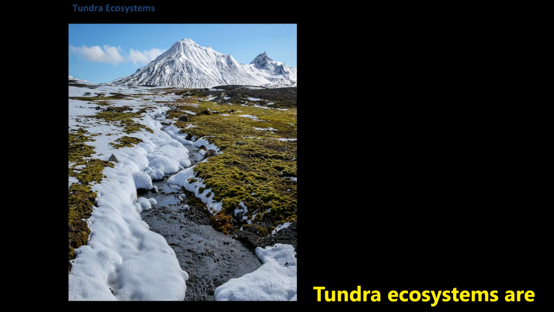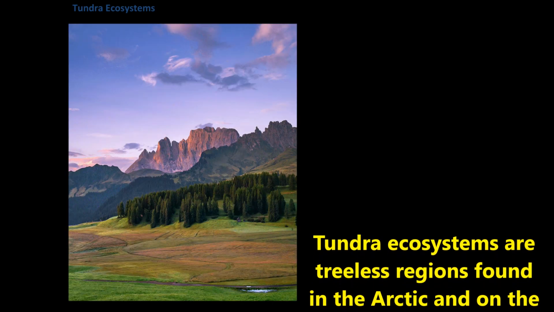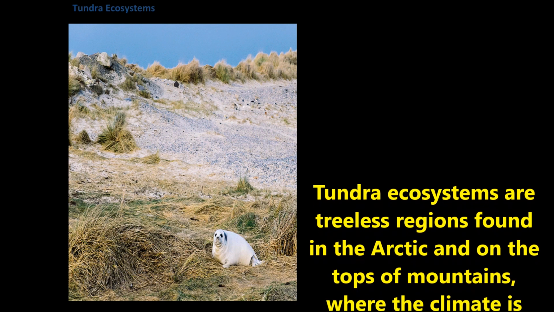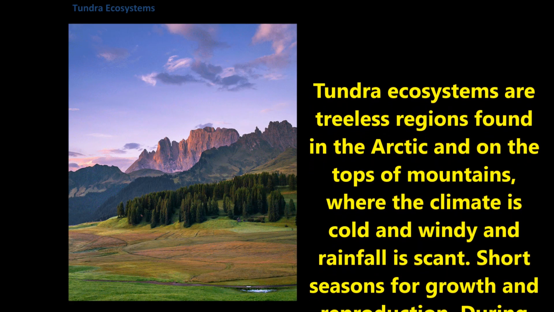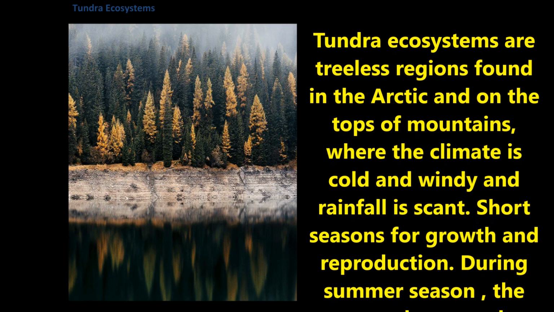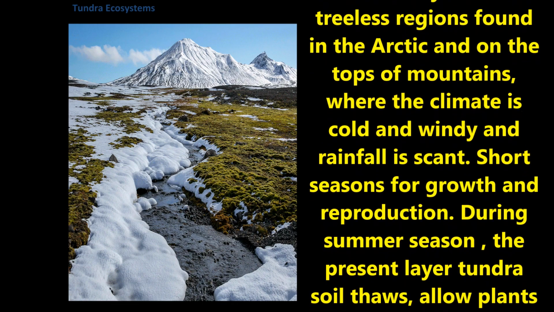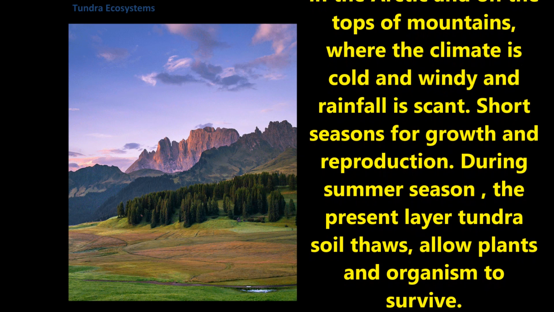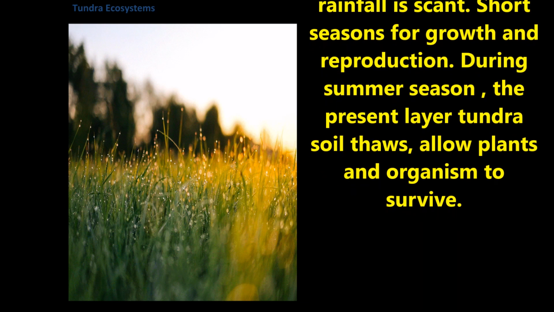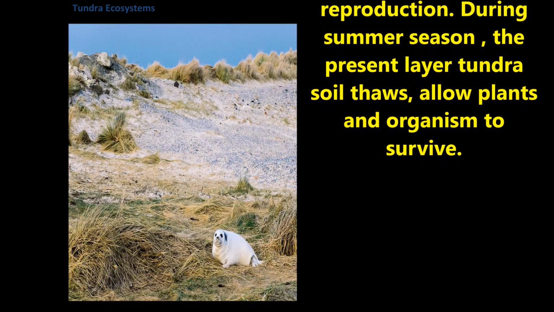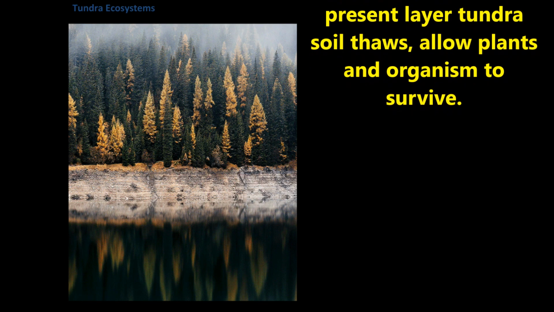Now let us discuss the tundra ecosystem. These ecosystems are treeless regions found in the Arctic and on the tops of mountains, where the climate is cold and windy and rainfall is scant. Seasons for growth and reproduction are short. During the summer season, the thawing of the permafrost layer of tundra soil allows plants and organisms to survive.